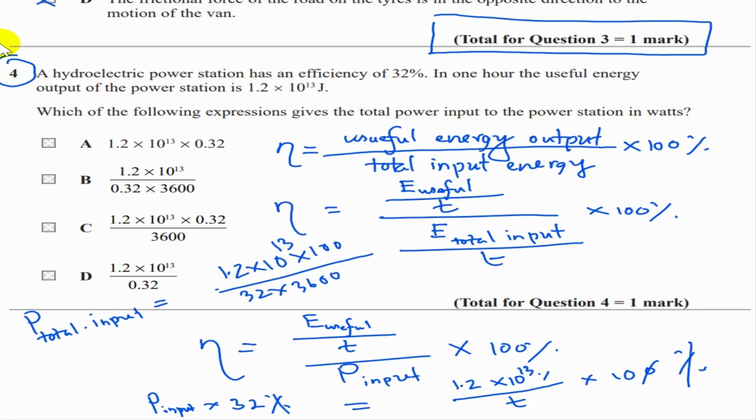So correct answer is C. No, sorry, correct answer is D. Correct answer is D. B. Correct answer is B. Sorry, correct answer is B.